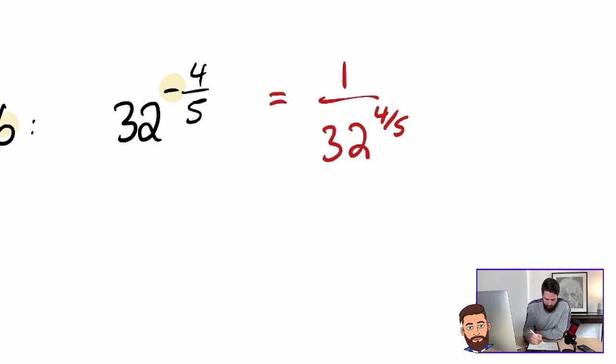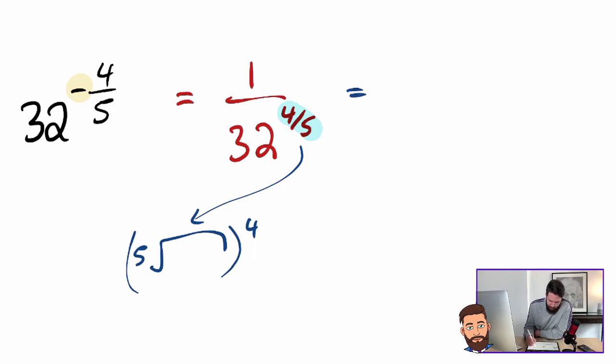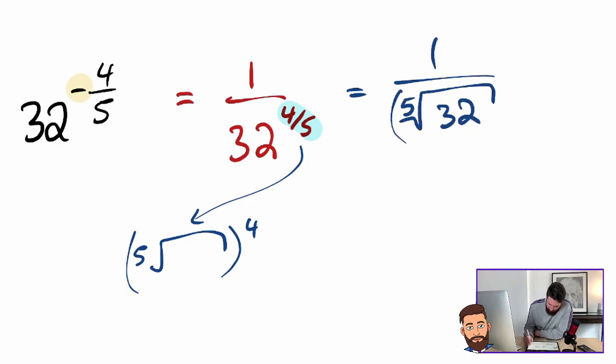Then you need to think to yourself, right, what does 4/5 mean? Remember, 4/5 means, technically, we're going to do the 5th root, and then we're going to raise it to the power 4. So you take whatever is the denominator and do the root of that, and you take that answer and raise it to the numerator, which is 4. So what would that look like? Well, it's still going to be 1 over the 5th root of 32 to the power 4.